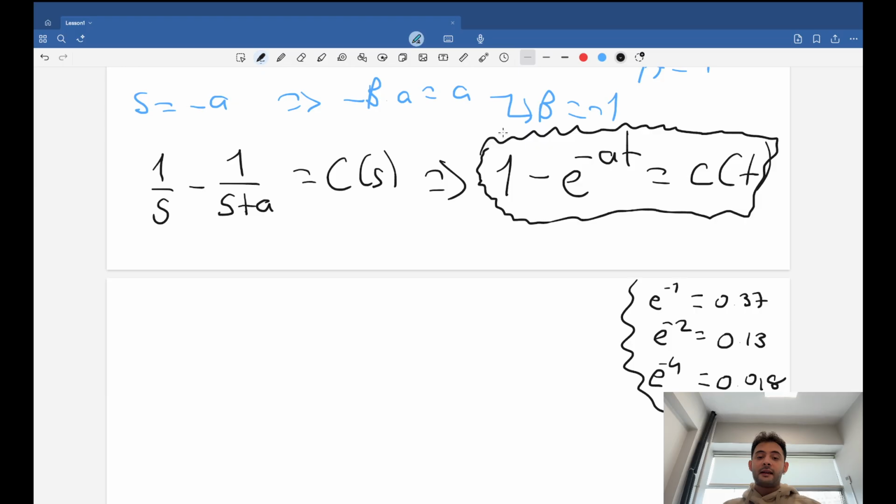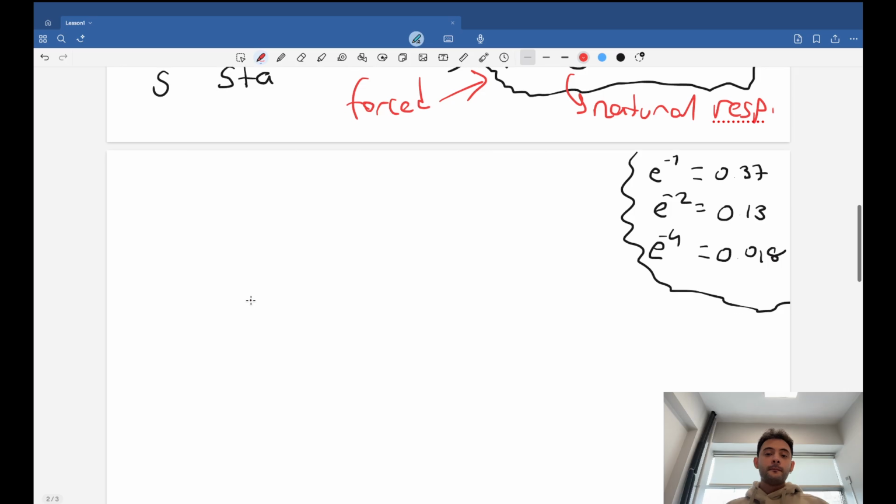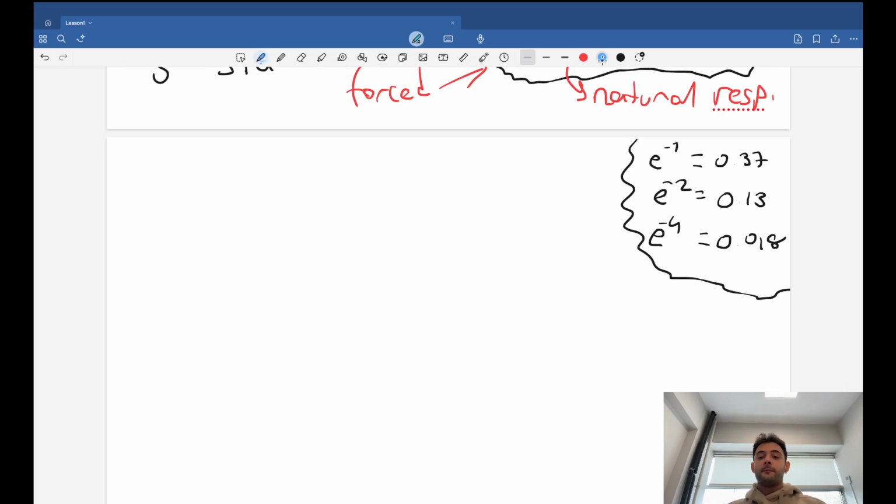So I can analyze and see how the system behaves. By the way, guys, don't forget, we mentioned this before, but I want to mention it again. This constant part corresponds to our forced response because it's the part of the input, and this part is our natural response because at the end of the day it will reach 0. Okay, let's move on with the blue marker. So we have 1 minus e to the power of minus at.